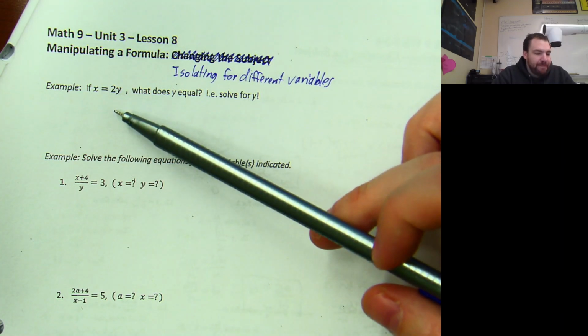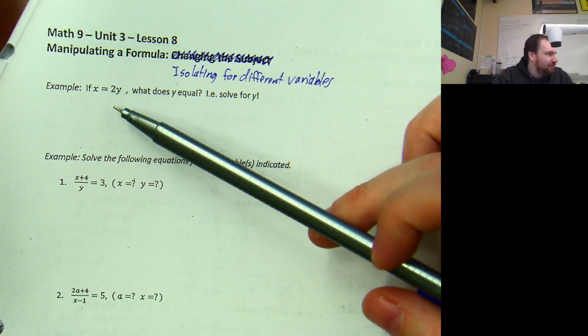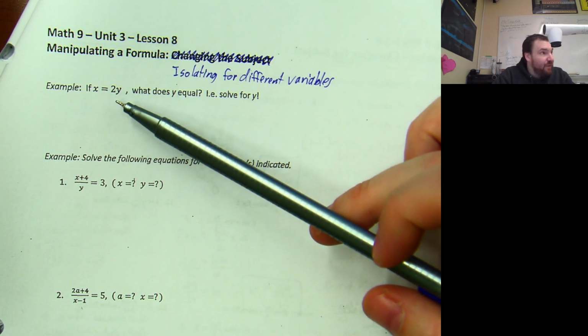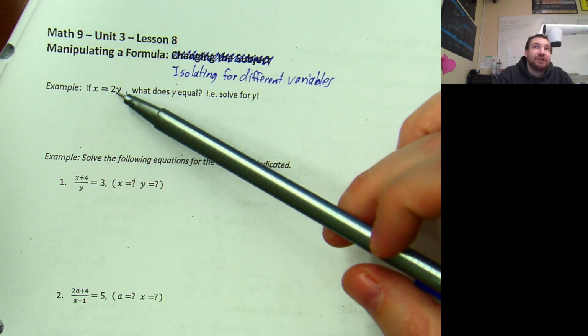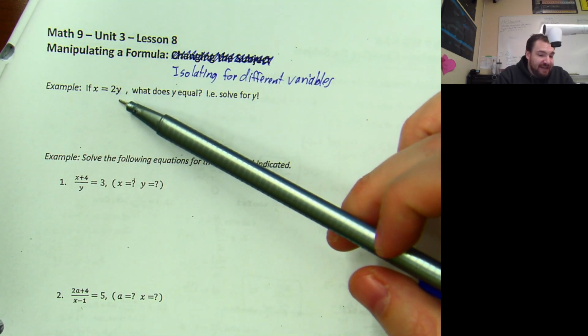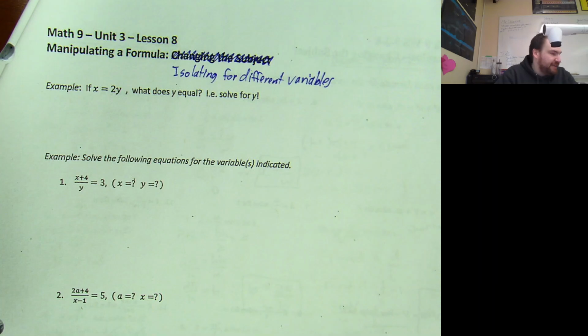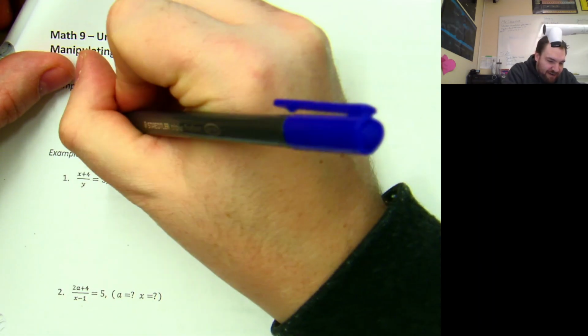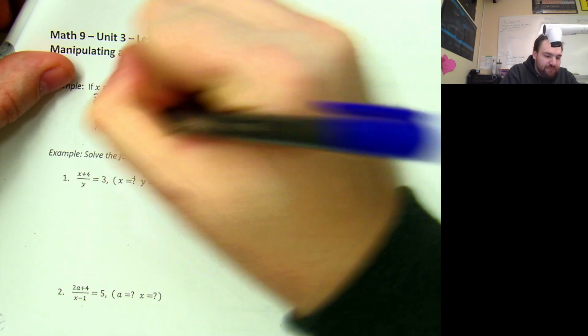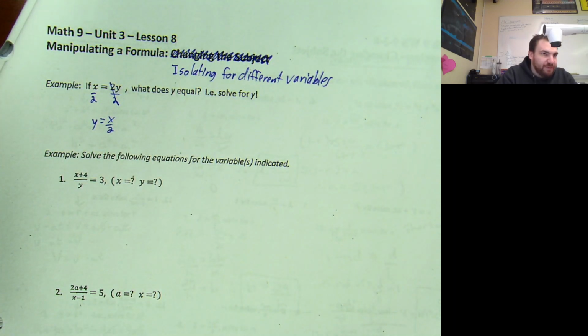X equals 2y. But what does y equal? Carolyn? Yeah, y equals x over 2. Because I wanted to isolate now for y, because I've got 2 times y. To get y by itself, I'm just going to have to divide by 2, right? Divide by 2, and I'm going to get y equals x over 2. Or x over 2 equals y. That's it. And we're just going to do that with increasingly complicated expressions.